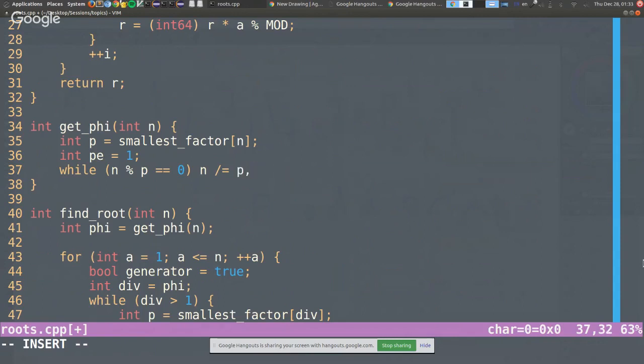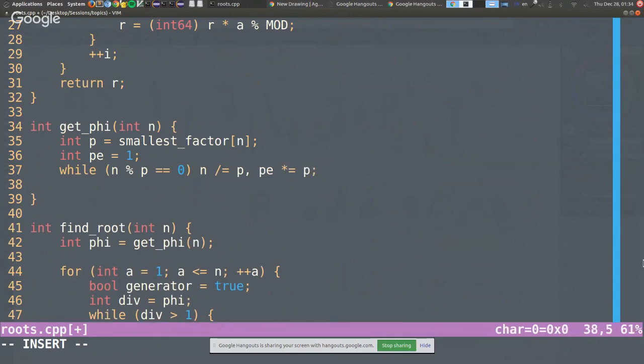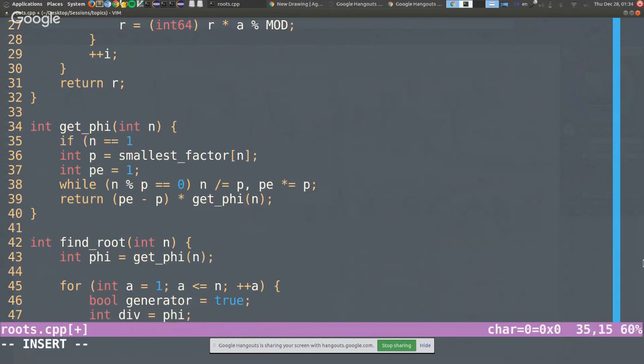Here we keep dividing by p, and this pe will eventually be the exponent we have. So here we could multiply this times p. If n is equal to 1, I'm doing it recursively. I'm taking the smallest prime factor, and I'm taking the exponents of this, and this is the formula which I explained earlier. So this is p to the power of e minus p to the power of e minus 1. And I multiply this by the phi of the remaining number.